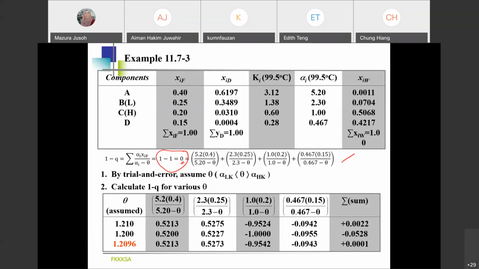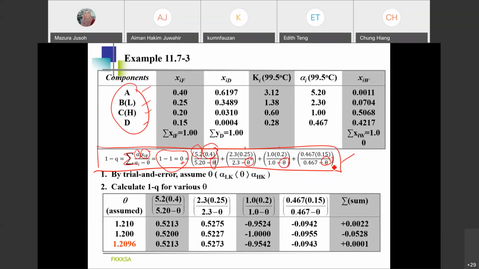Now this is the final equation that you want to do your trial and error on. This is actually x_i times alpha_i, and you will do this for each of your feed components. This is the alpha value and that is the x value for each of the feed components A, B, C, and D. After you have put all the values into the summation equation, you have to have 4 components, so 1, 2, 3, and 4. Now you are left with the theta value.